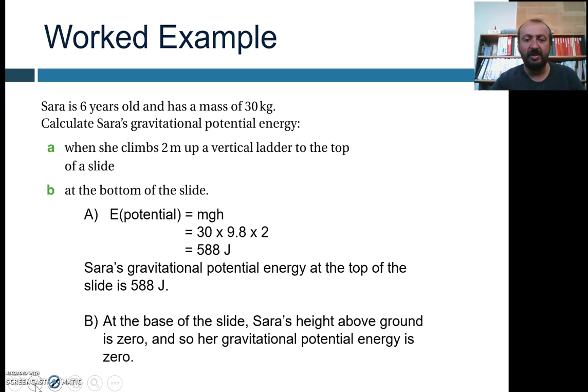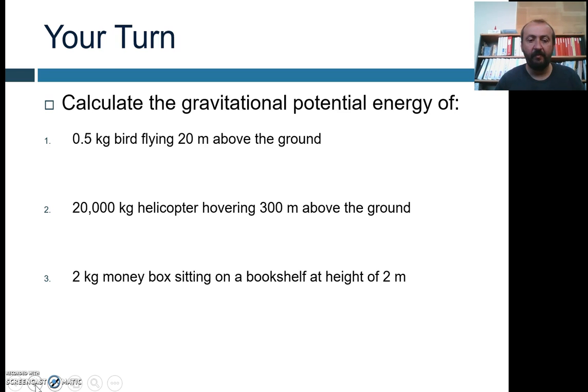For A, the potential energy is just our formula mgh. So it's 30 times 9.8 times 2, because she's 2 meters above the ground, and that comes to 588 joules. So Sarah's gravitational potential energy at the top of the slide is 588 joules. At the base of the slide, Sarah's height above the ground is 0, and so her gravitational potential energy is 0. The question now is, where did that energy go? We know energy can't be created or destroyed, so what's happened to it?